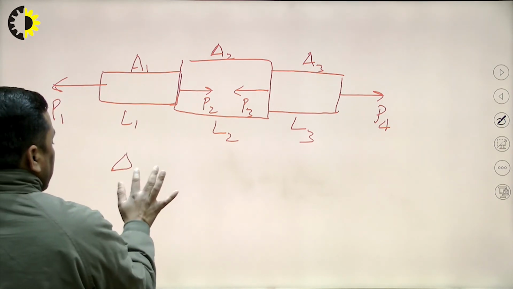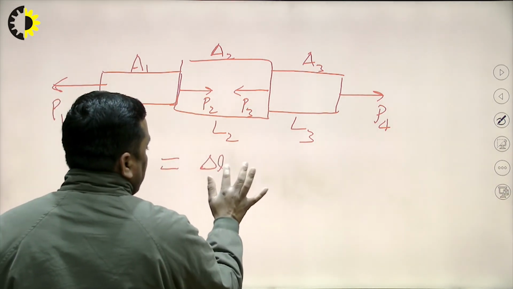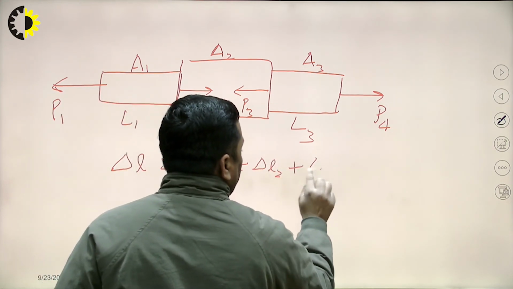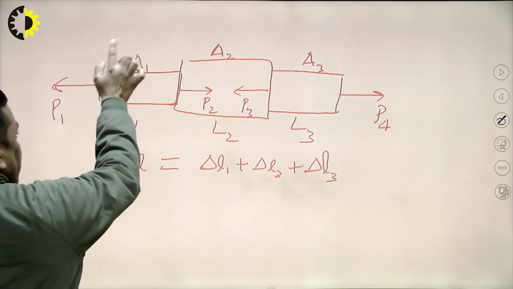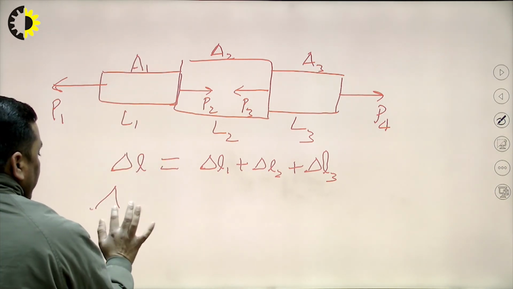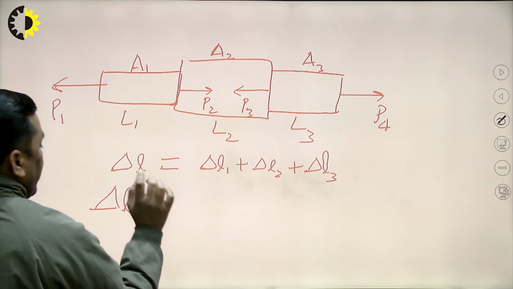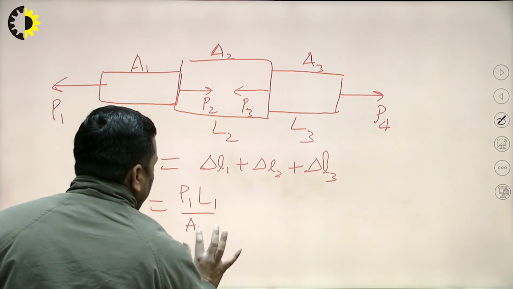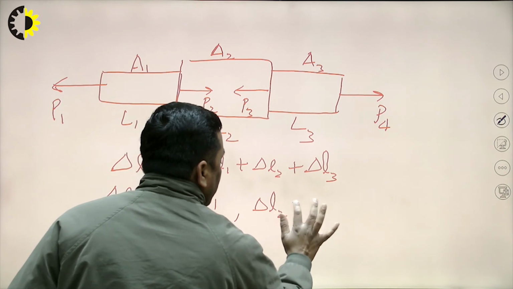Obviously, the total elongation delta L in the bar, by the principle of superposition, is delta L1 plus delta L2 plus delta L3. How to find out delta L1? Just consider the first cross section, first length. So it is delta L1. What is the load here? It is P1 L1 upon A1 E.